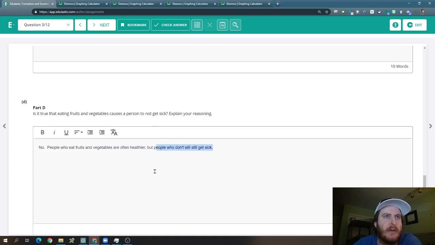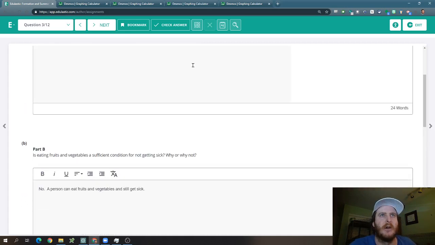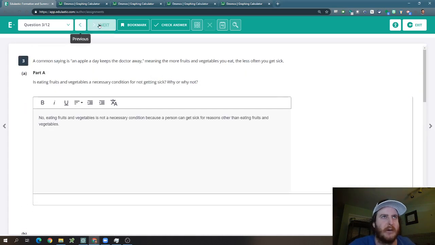Is it true that eating fruits and vegetables causes a person to not get sick? Right? So, if you don't eat them, you still get sick, right? If you do eat them, you're still going to get sick. So we could even say, but people who do and don't eat fruits and vegetables will both still get sick. So it didn't really matter, right? This is kind of an example of maybe a confounding variable. Eating fruits and vegetables is something that's kind of extraneous. So kind of tricky, but like I said, it'll be extra credit.